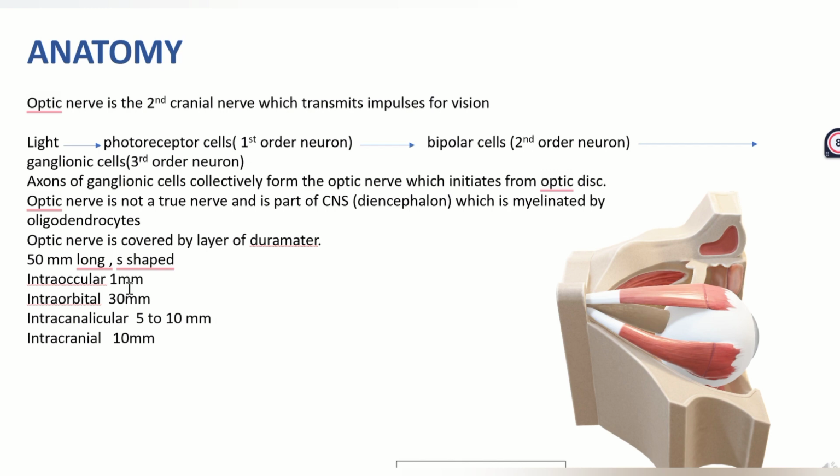This is known as the intraocular part, 1 mm. This is the intraorbital part. As I said earlier, since the origin of the muscles is here, they get attached to it. So whenever there is retrobulbar neuritis, painful extraocular movements can be experienced because of this close relation. In the intracanalicular part, usually in trauma the most injured part of the optic nerve is the intracanalicular part, and then the intracranial part. So this is all about the anatomy.